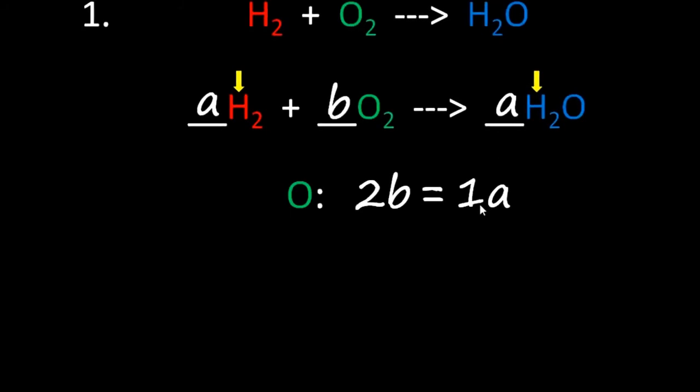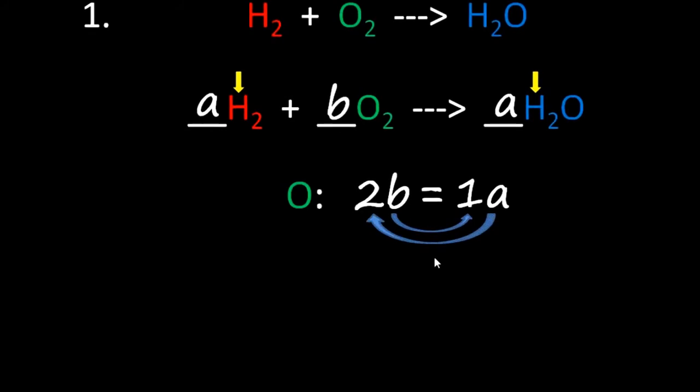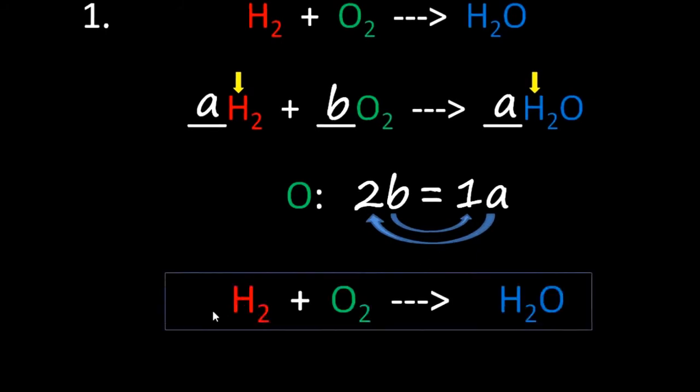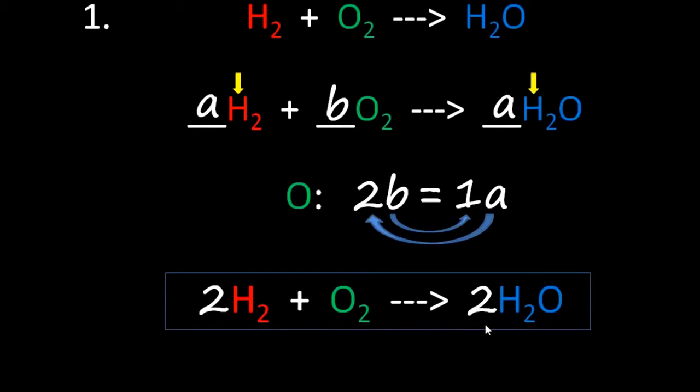Is this the simplest equation? Yes, it is. There's no need to simplify. From this equation, we have B is equal to 1 and A is equal to 2. In step 4, we substitute the values to get the balanced equation. Since A is equal to 2, we have 2 here. And since B is 1, we don't have to write anything here. Then A is 2 and the equation is balanced.